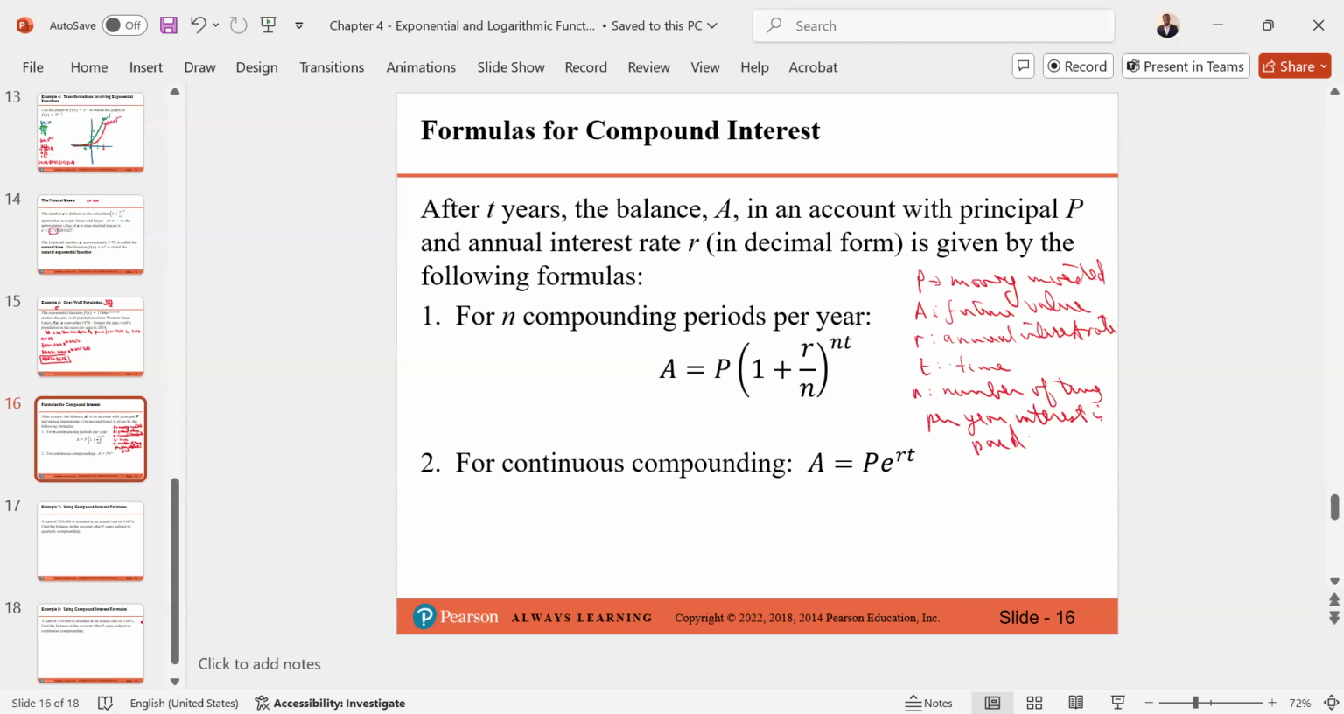But the most effective, the most profitable interest formula would be continuous compounding interest, and we call it A equals PERT. So if you are given three different interests and they ask you to choose one, simple interest, there is no way you can take simple interest because your interest doesn't produce any interest.